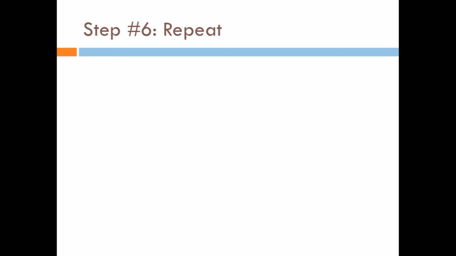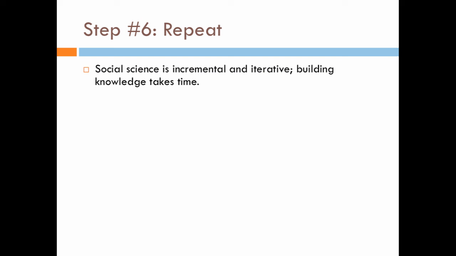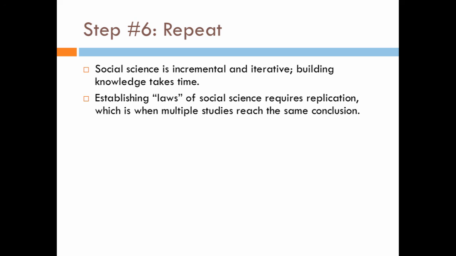Once we've finally wrapped up our research and published the results, we move on to step 6. Good social science is incremental and iterative. Building knowledge takes a really long time. In order to establish laws of social science, we need replication, which is when multiple studies reach the same conclusion. Like in the coin flip example, the more trials we have, the more confident we are in our conclusion.